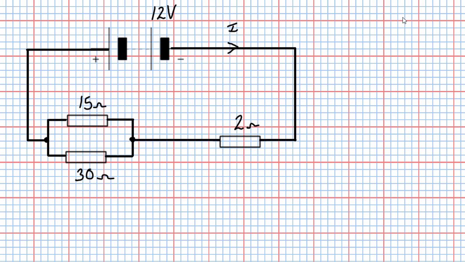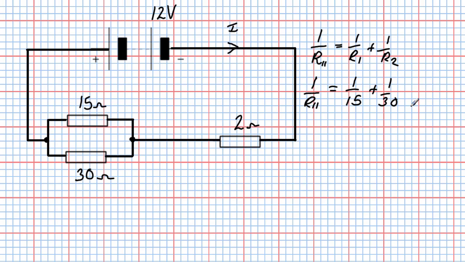Now, to find the total resistance of the circuit, in order to find the current leaving the battery, we must work out the parallel parts of the circuit first. So we have a 15 ohm resistor in parallel with a 30 ohm resistor, and we have to work out the resistance of that part. So we'll call that 1 upon R parallel, and it's equal to 1 upon R1 plus 1 upon R2. That's our parallel resistor formula. 1 upon our parallel part is equal to 1 upon 15 plus 1 upon 30.